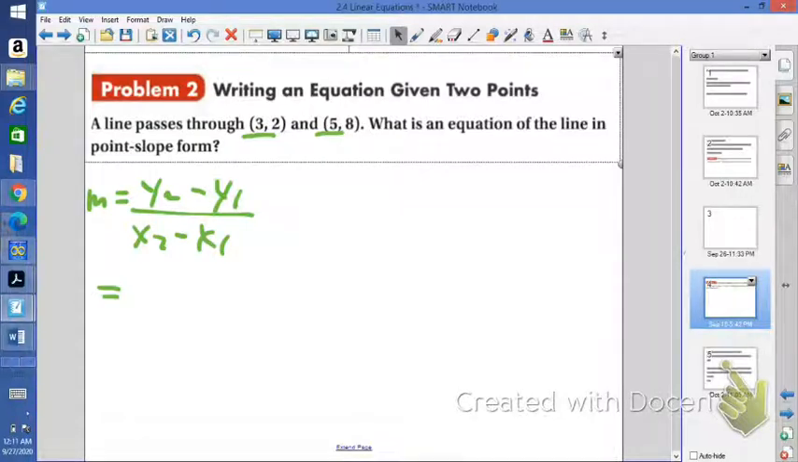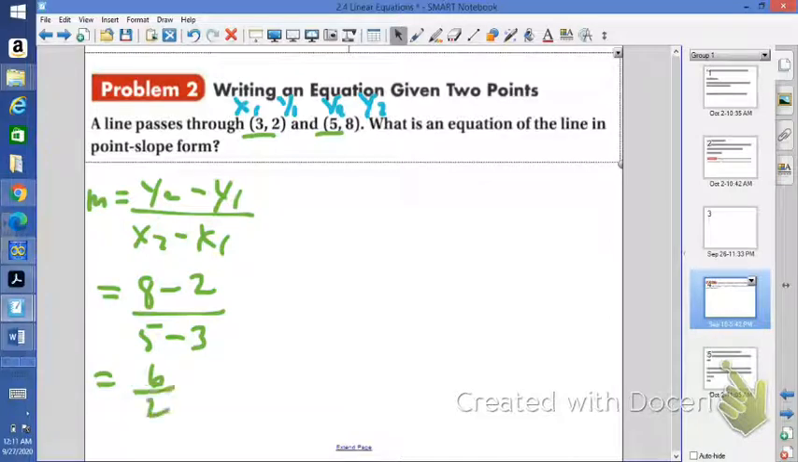I'm going to come up and label my points so I don't make any careless mistakes. This will be my x sub 1, this is my y sub 1, this is my x sub 2, this is my y sub 2. Now I'm plugging in. I'm going to have 8 minus 2 and then 5 minus 3. So I'm going to have 6 over 2, so my slope is going to equal 3. I'm not going to circle that. That's not the final answer.